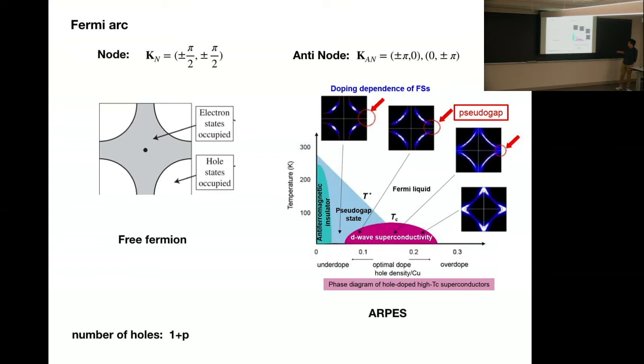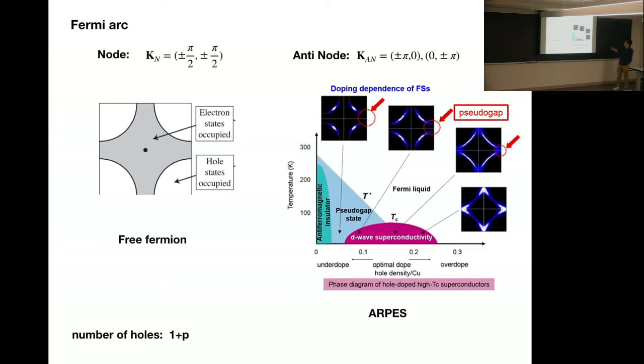So at large doping, when your doping layer is large, you indeed find this kind of larger hole Fermi surface, which is consistent with the Fermi liquid result. However, something very strange happens at small doping. It seems there is a critical doping. Once you go below this critical doping, you don't find a closed Fermi surface. Instead, you only find Fermi arcs.